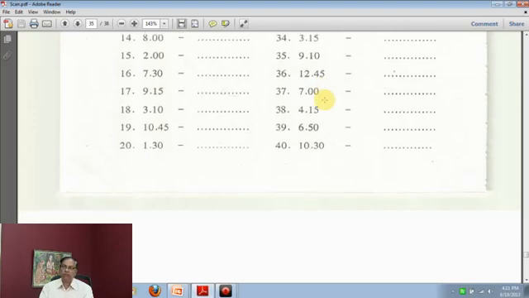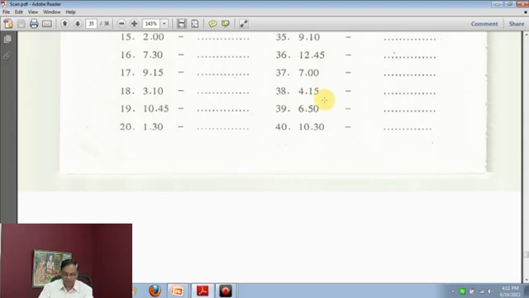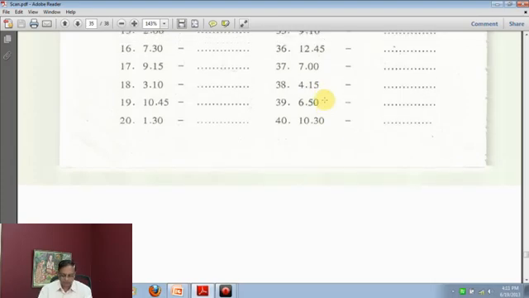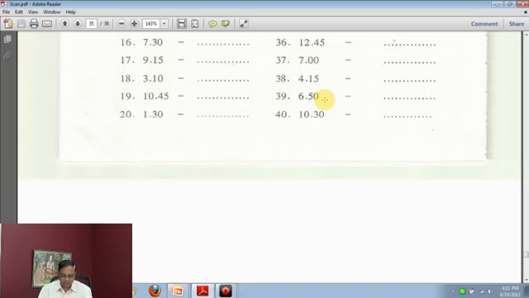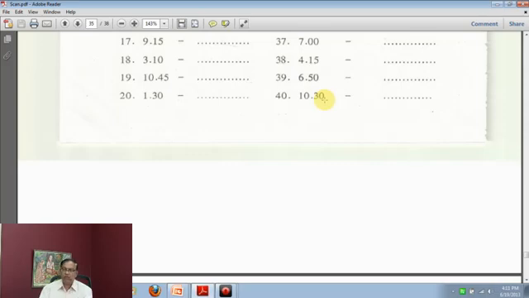37. Saptavadanam. Sapada Chaturvadanam. Padona Saptavadanam, 6:50. Sardha Dashavadanam. What happened? Oh, sorry. Dashona Saptavadanam. And finally, Sardha Dashavadanam. So this way you have to practice.